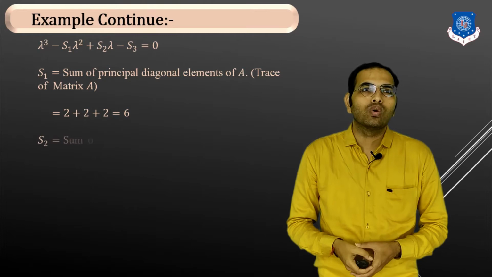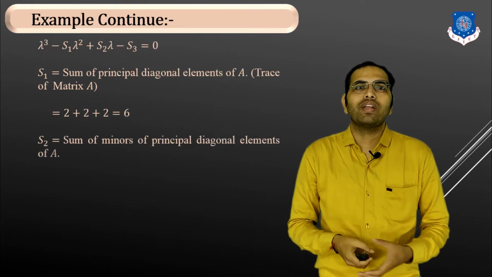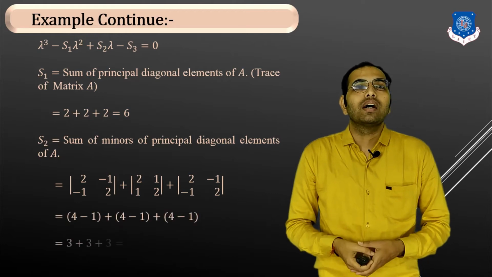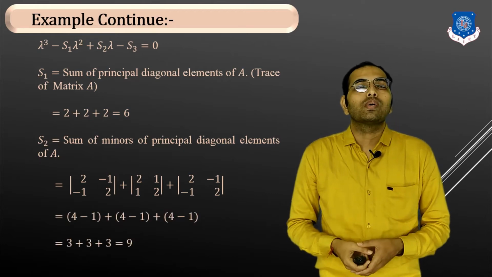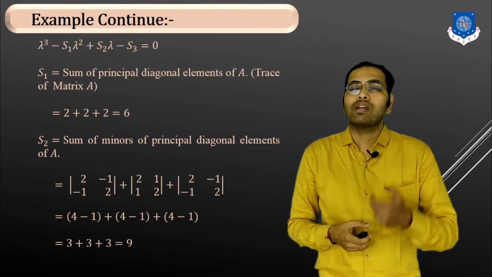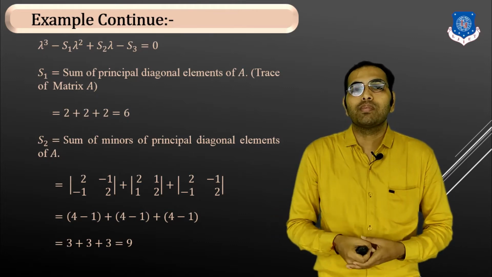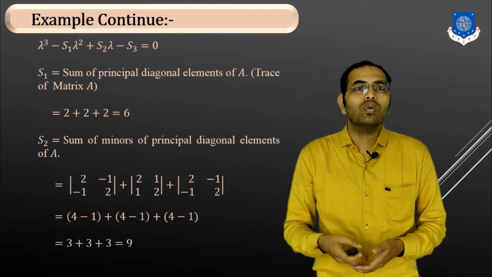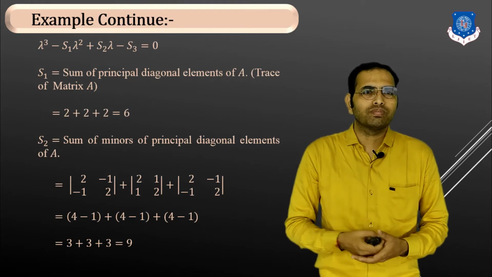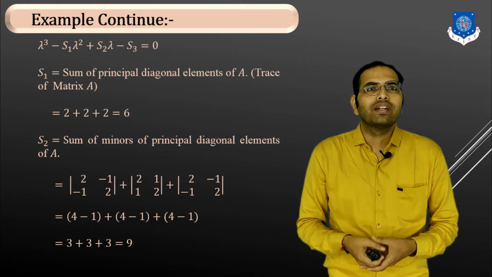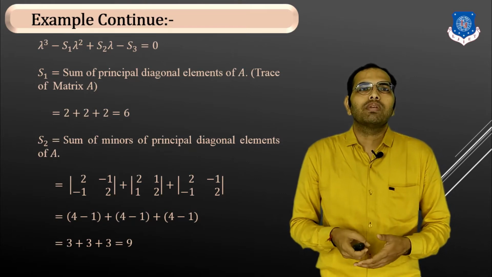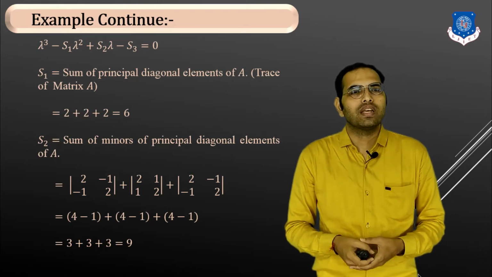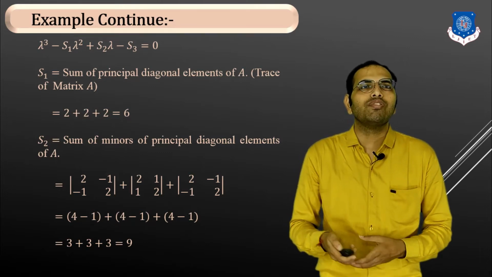Similarly, S2 is nothing but the sum of the minors of the principal diagonal elements of the given matrix, that is the minors of the A11 position, A22 position and A33 position. That will give you [2, -1; -1, 2] plus [2, 1; 1, 2] plus [2, -1; -1, 2]. Simplifying, that will give you 4 minus 1 plus 4 minus 1 plus 4 minus 1, that means 3 plus 3 plus 3 is equal to 9. That is exactly the value of S2.